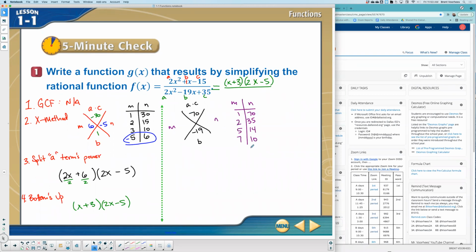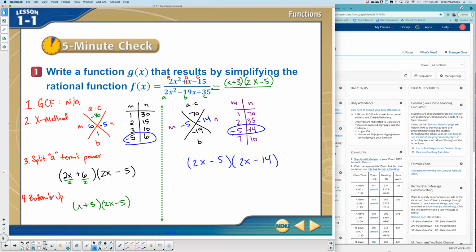Which one could somehow be a 19? 5 and 14. Okay, if they were both positive, it's positive 19. So how do I make it a negative 19? Both negatives. Very good. So it needs to be a negative 5 times a negative 14 to get a positive 70. A negative 5 minus 14 more to be a negative 19. All right. Step 3 said split the A term's power. So I'm now splitting a 2x squared again. So we'll have a 2x and a 2x. I'm splitting this A term's power. Our side numbers are minus 5 and minus 14.